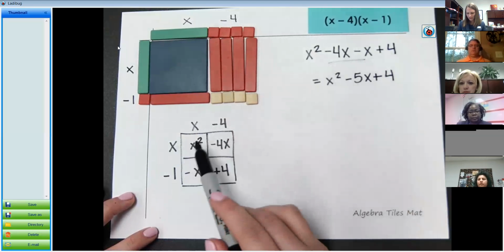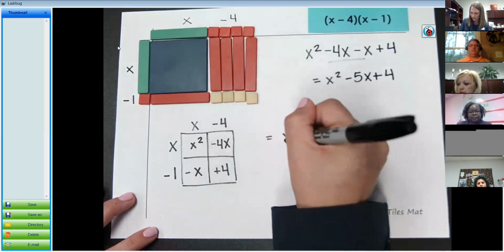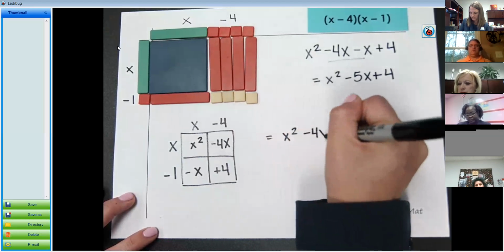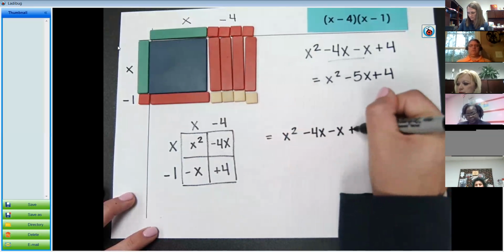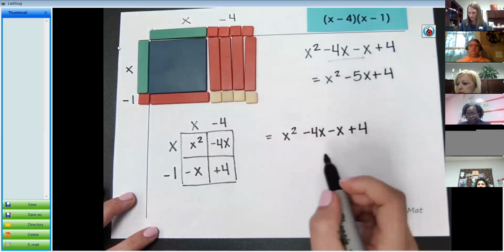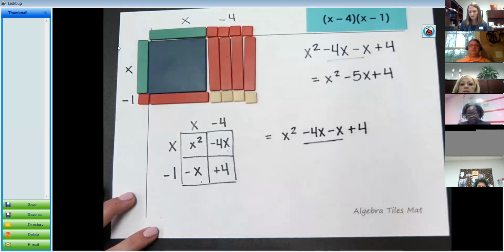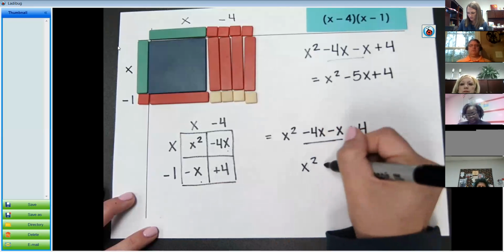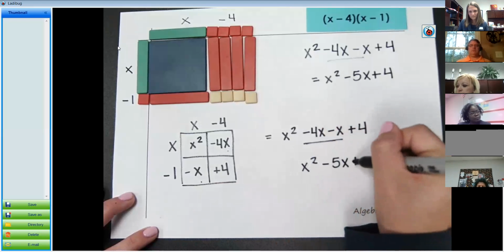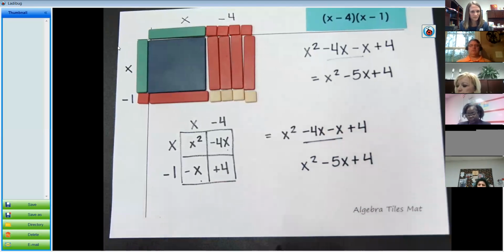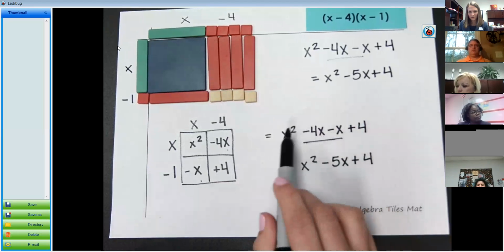So if I'm a student looking at this, I could rewrite it now left to right if that helps me visually see it, and do exactly what we did up here, because now I know in my mind that these are my like terms. So I really have x squared minus 5x plus 4. Okay, are we feeling all right about this one?